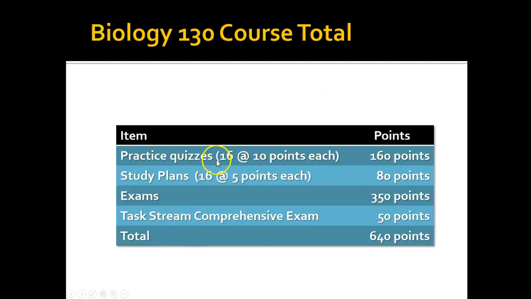On your syllabus, you'll see the practice quizzes. There's 16 of them that are worth 10 points each. Study plans are worth 5 points each. Essentially, you're getting 5 points for being prepared for the quizzes and the exams. So I consider that to be fairly easy points to get. And then the exams, the comprehensive plus the others, are going to be worth 400 points, for a total of 640.